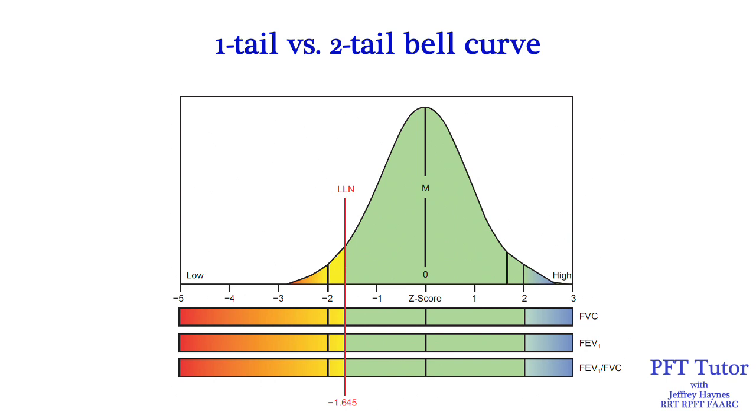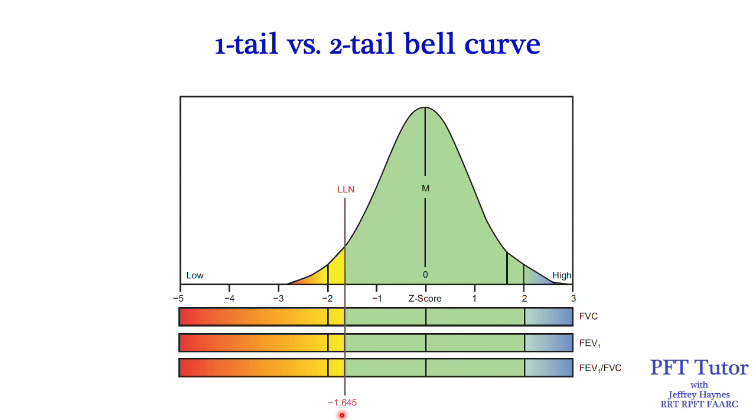For PFT interpretation, a z-score of -1.645 is used as the lower limit of normal because the empirical rule states that under normal conditions, 90% of recorded values should fall between plus or minus 1.645 standard deviations or z-scores from the center of the bell curve. Using -1.645 standard deviations from the mean or z-scores as the normal range places the 5% error at the low end of the bell curve as shown here.